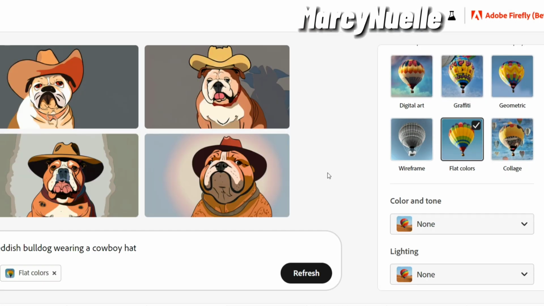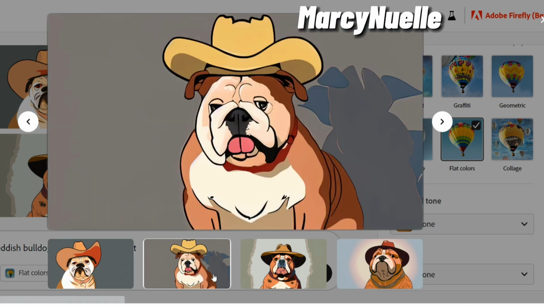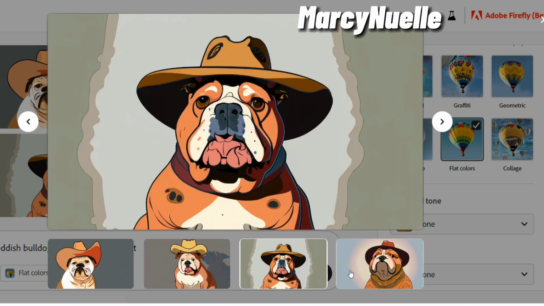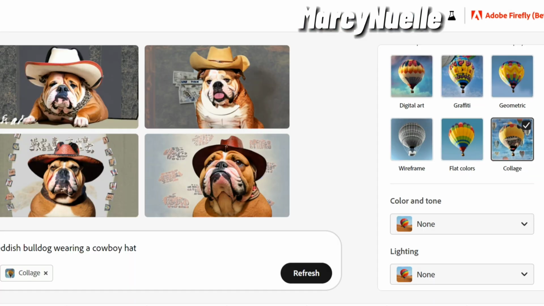Number 14 is flat colors. And number 15 is collage.